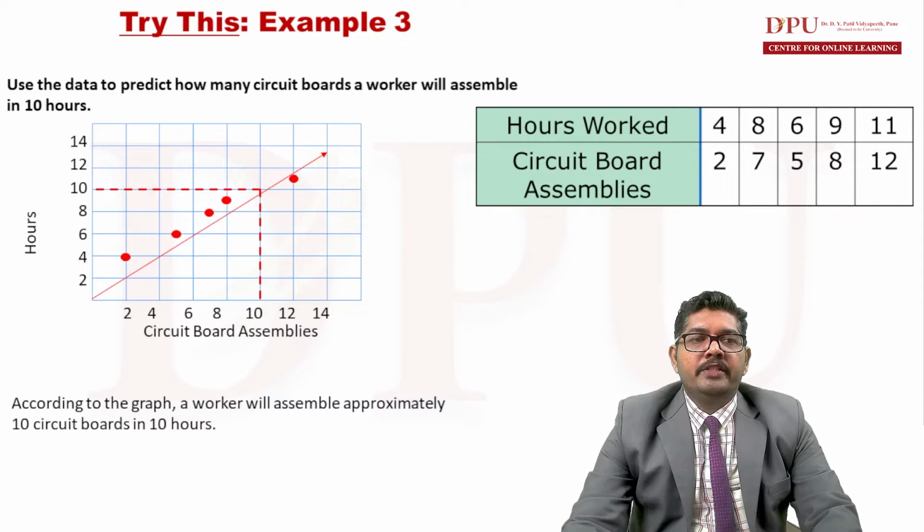So we have one more example of a scatter diagram. We have hours worked and circuit board assemblies. So we have a data set here, and when we plot circuit board assemblies on the x-axis and hours against it, we get a scatter diagram, and when we draw a line of best fit, we get a positively sloped line. So we can say that there is a positive correlation between these two variables.